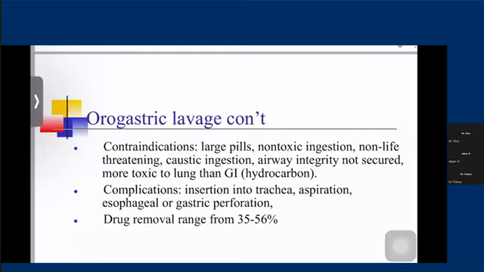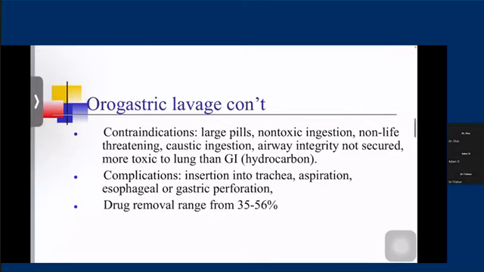So there are certain complications while doing lavage. The patient can develop massive aspiration, and also esophageal or gastric perforation, or insertion into the trachea. So these are a few complications, and we have to always be cautious. And the drug removal ranges from 35 to 56.